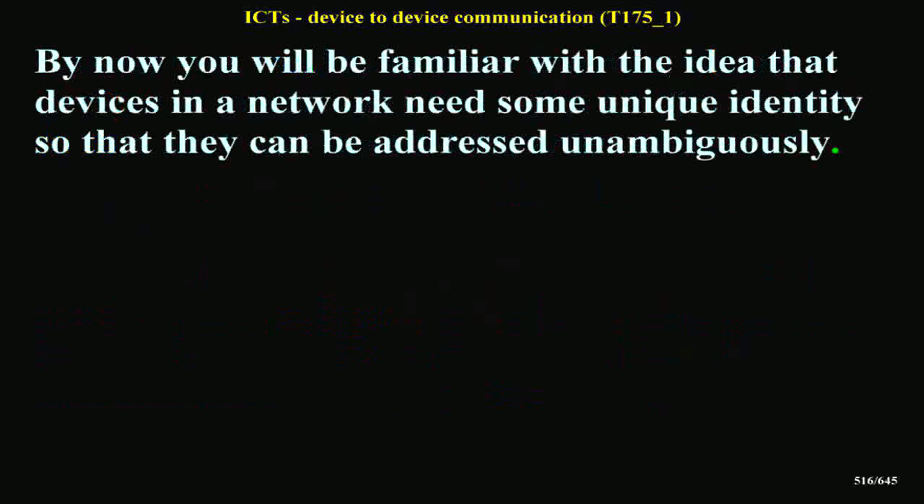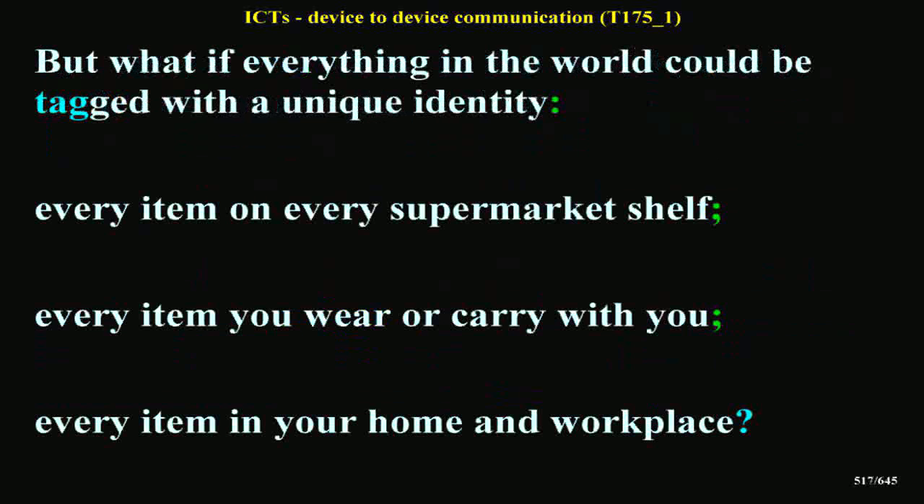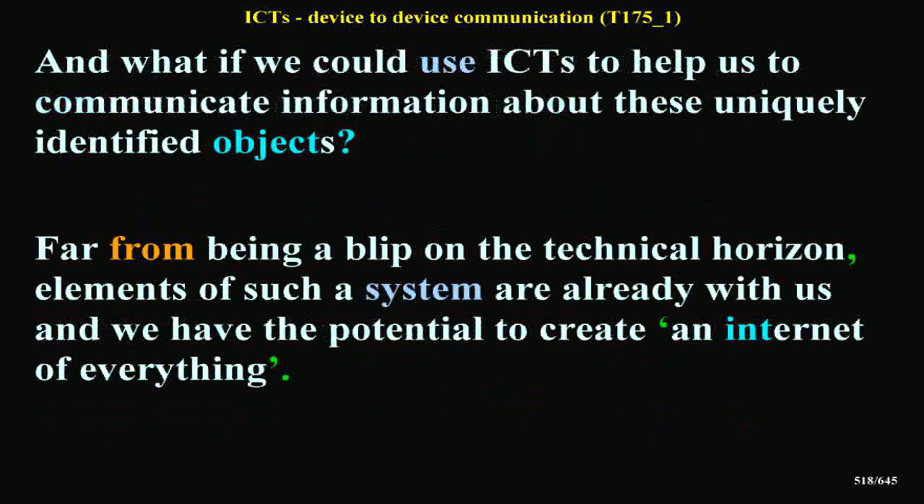By now you will be familiar with the idea that devices in a network need some unique identity so that they can be addressed unambiguously. But what if everything in the world could be tagged with a unique identity? Every item on every supermarket shelf. Every item you wear or carry with you. Every item in your home and workplace? And what if we could use ICTs to help us to communicate information about these uniquely identified objects?